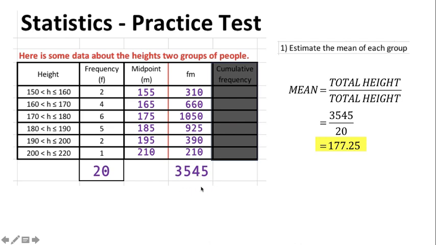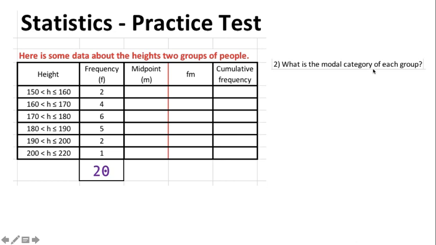3545. So if there's 20 people and they have a height in total of 3545, then the average is the total height divided by the total number of people, that's a misprint, 3545 divided by 20, so we're estimating the mean is 177.25.